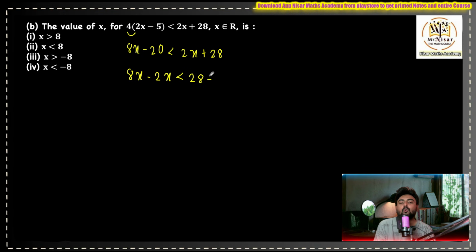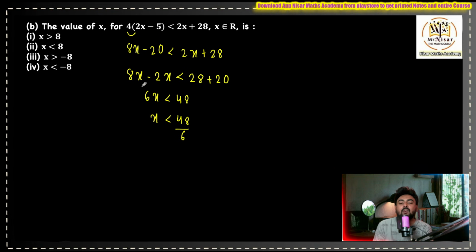So minus 20 will go to this side. It becomes plus 20. So 8x minus 2x, we have this as 6x, and here it is 28 plus 20, it's 48. So then we have 6x is less than 48. This 6 was in multiplication, it went in the division. Okay, so what we have done children, it's divided by a positive number. So whenever we divide by a positive number, the inequality sign will not change. Okay, so 48 divided by 6, 6 8s are 48. So x is less than 8. Which option? Option number 2.